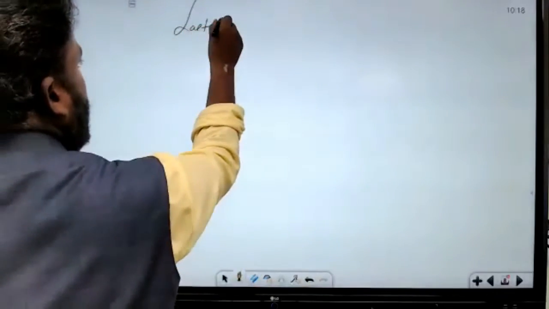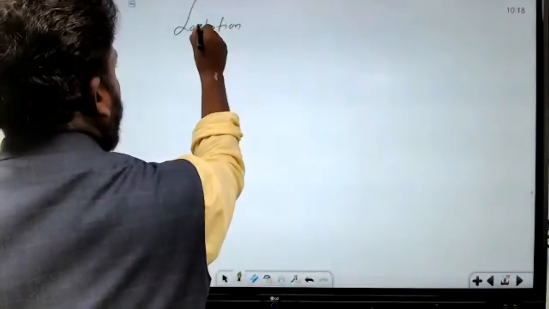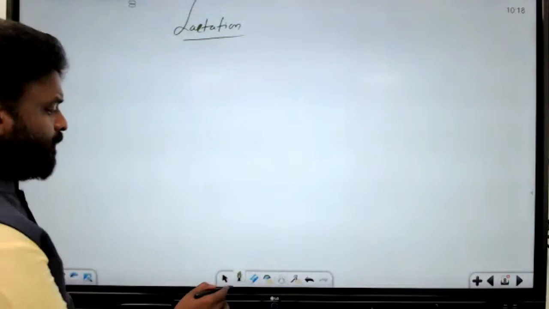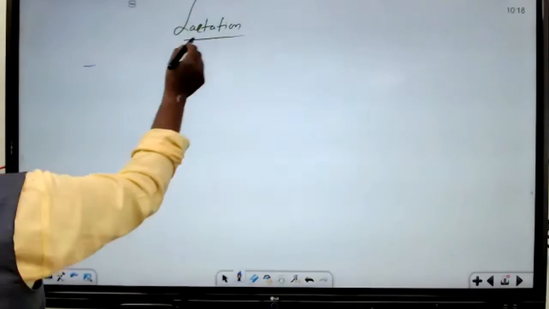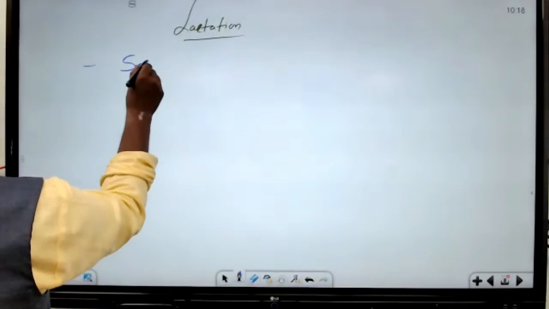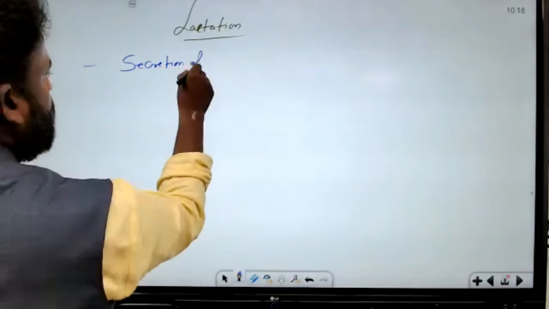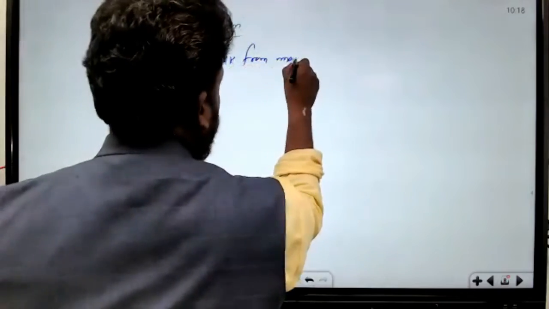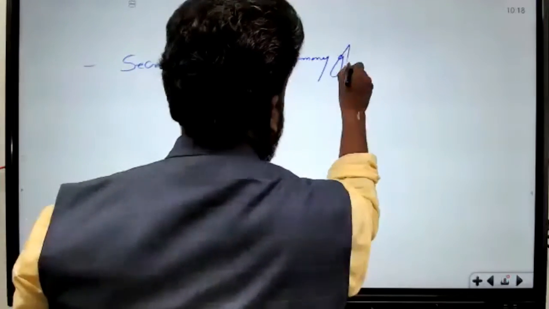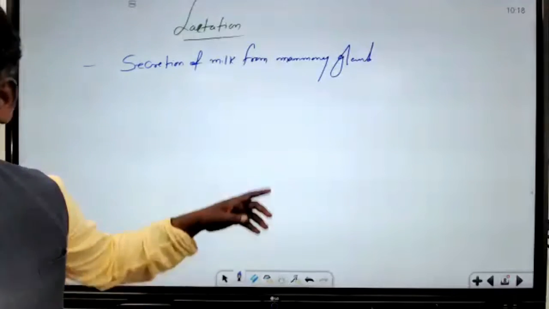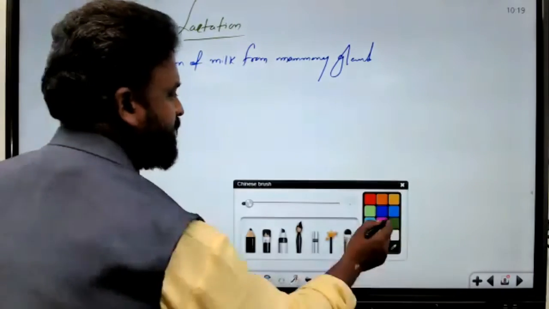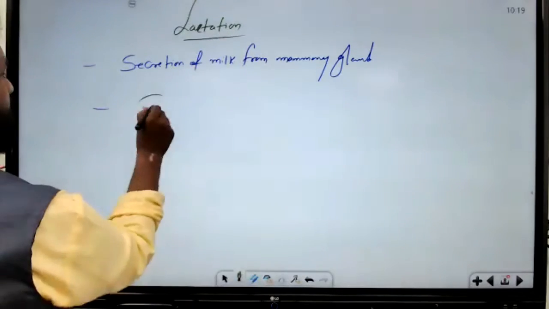Lactation. You know very well, students, after birth the baby should be given feed, right? We have to give feed to the baby, so we call that lactation. Lactation means the secretion of milk from the mammary gland. So the initial stage of lactation milk is called what?